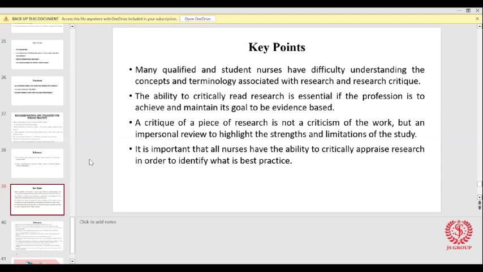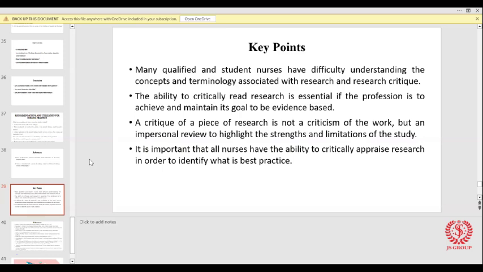The ability to critically read research is essential. A person who is doing the critiquing of the research should have critical thinking and logical reasoning, so that they can properly and effectively do the critique. The critique of a piece of research is not criticism, but is an impersonal review to highlight the strengths and the limitations of the study.